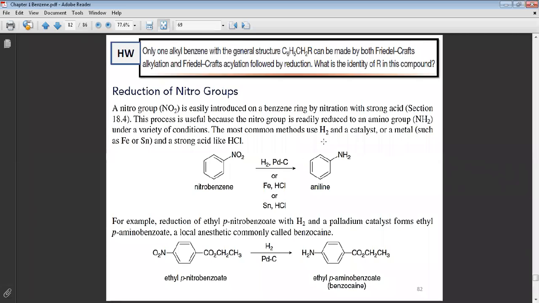From benzene, can we directly prepare aniline by using just a one-step reaction? No, we have to make nitration and then reduction. Nitration gives you nitrobenzene, reduction gives you aniline. But from benzene directly to aniline, there is no reaction. Look at this.